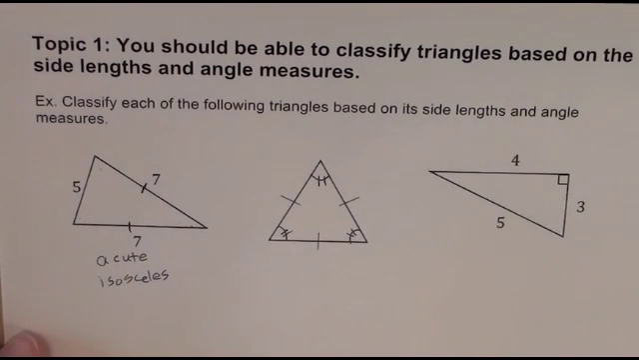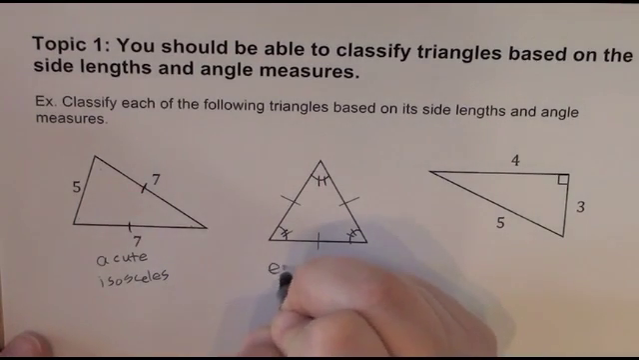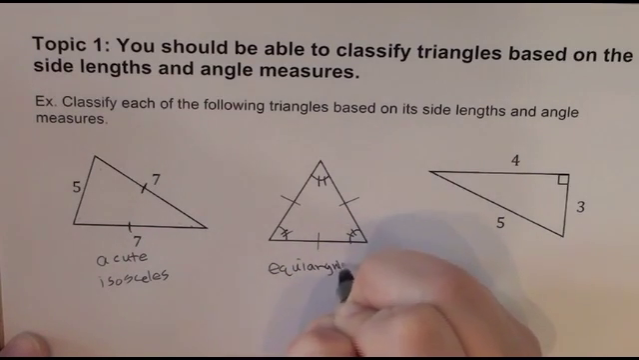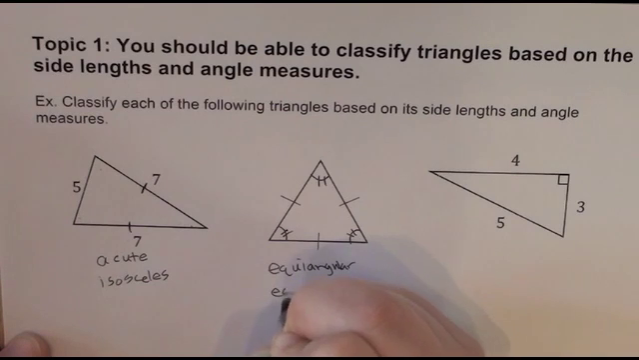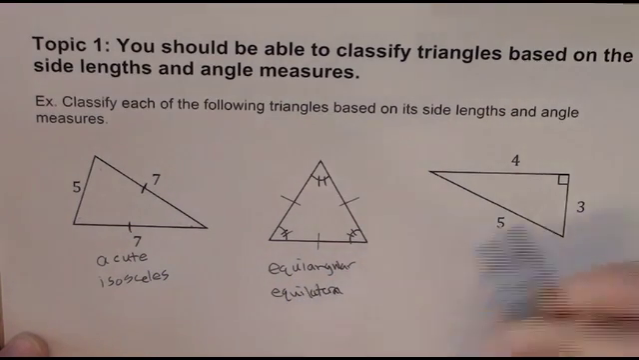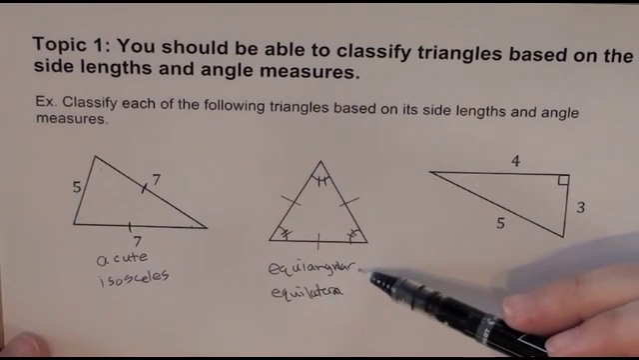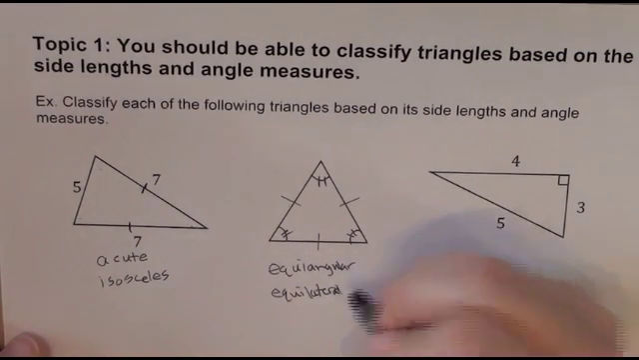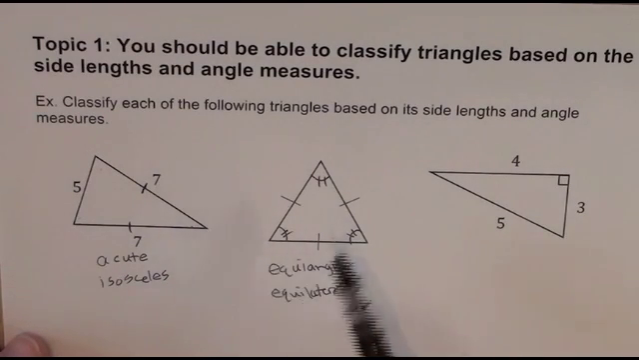So this particular triangle is an equiangular, equilateral. Equiangular means the angles are equal in measure. Equilateral means the side lengths are equal in measure. Three equal sides, three congruent sides, three congruent angles, equiangular and equilateral.